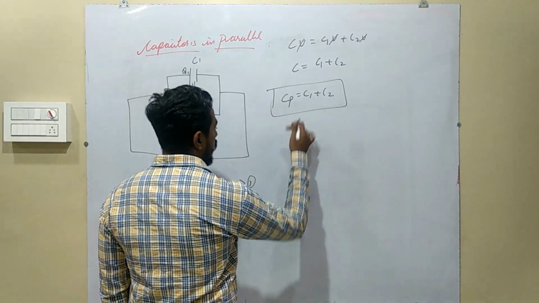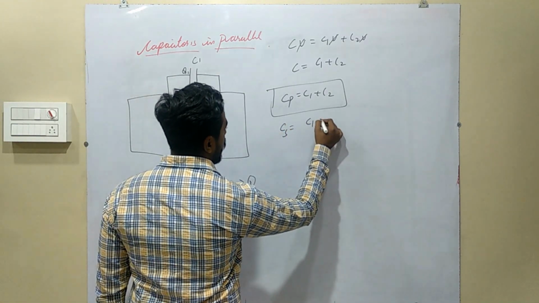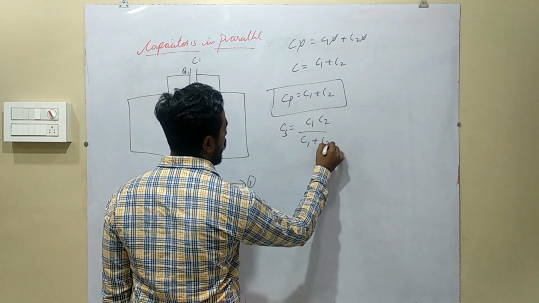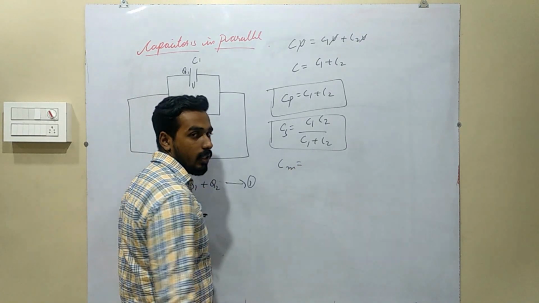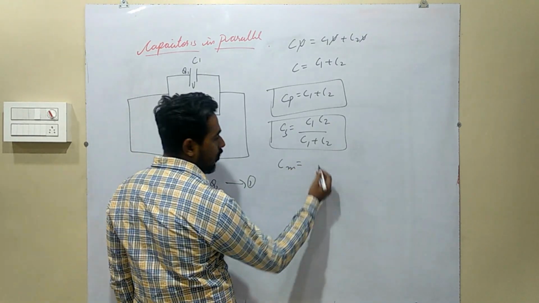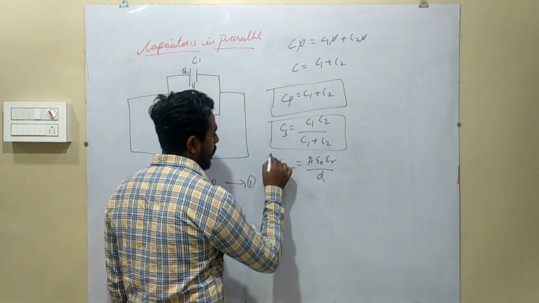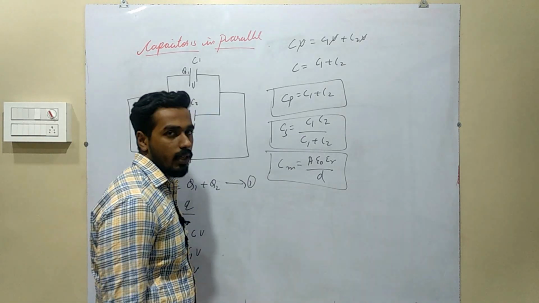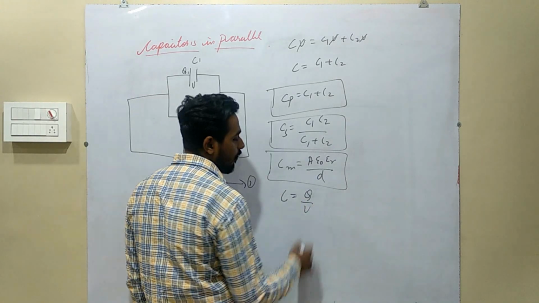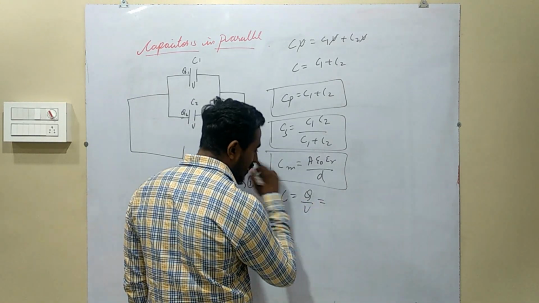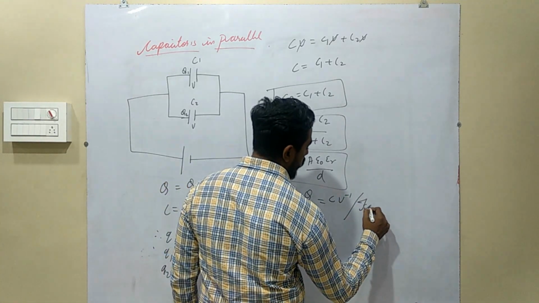Once I write all the formulas, that is Cs is equal to C1 C2 divided by C1 plus C2. Okay, and next I have Cm, that is capacitance of the medium, is equal to A epsilon naught epsilon R divided by D. These are the three derivations which we have seen today, and one more very important formula, that is C is equal to Q by V. SI unit of capacitance is C or farad.